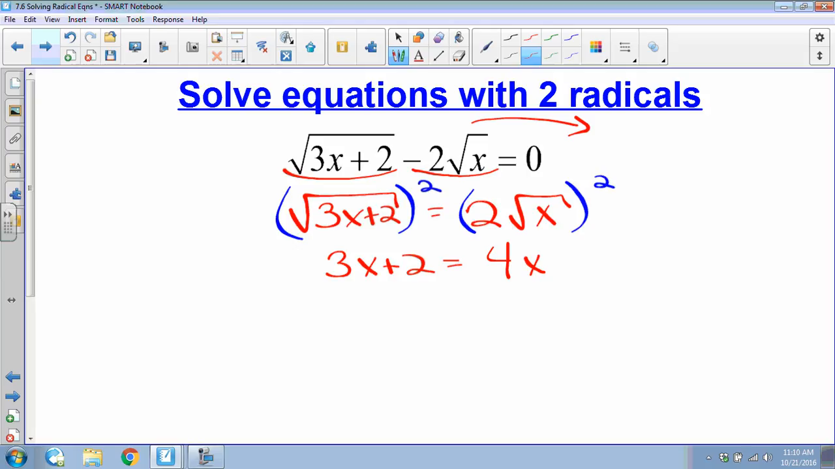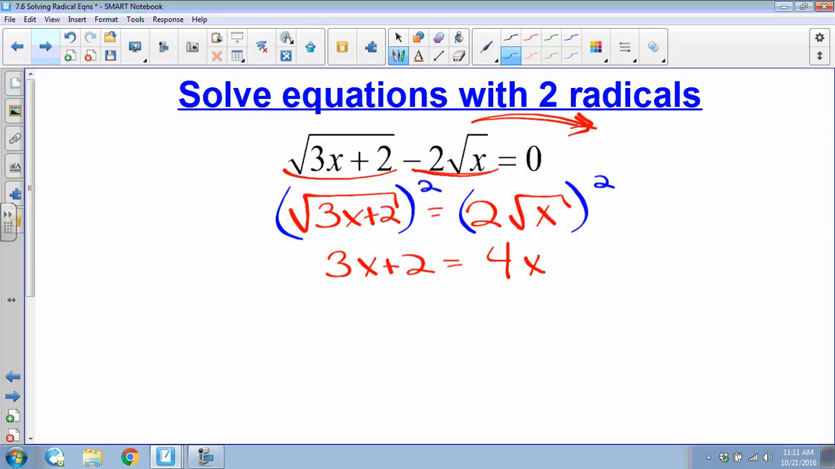Because I took this and moved it to the other side, it became positive 2 square roots of x. Okay, like if you did this, let's pretend like this was no radicals. 3x minus 2x equals 0. Let's say I wanted this over there. I would do plus 2x. Yes, because you moved it over to the other side of the equation.